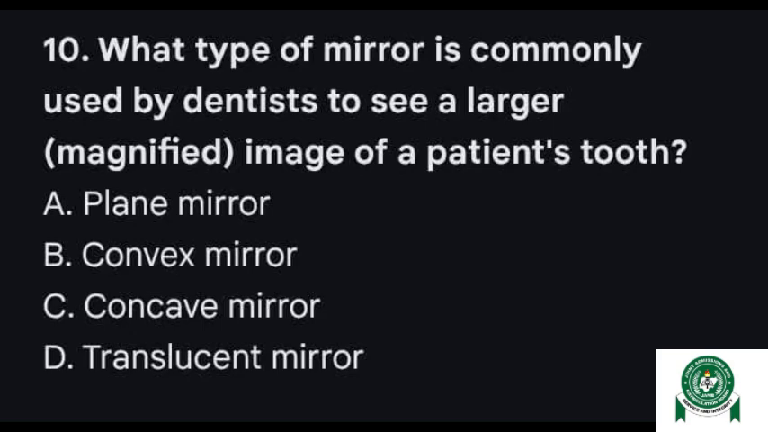telescopes. The fourth option there is translucent materials. Note, these are materials and not mirrors. There's no mirror like a translucent mirror. These are materials like frosted glass or thin paper that allow light to pass through but scatter it, preventing a clear image. So now we have known the types of mirror and their meaning.